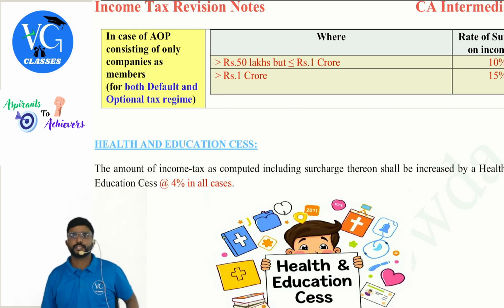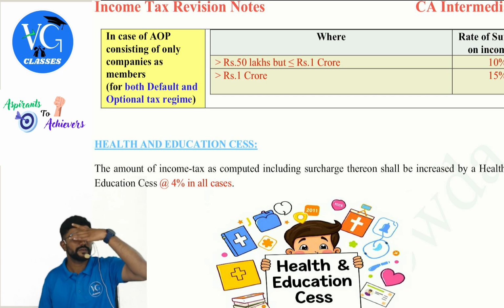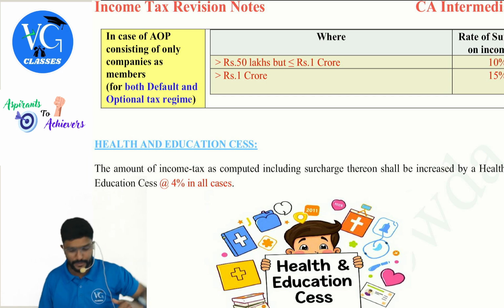Next, surcharge is conditional. Only if your total income is more than a certain limit, it is applicable. Whereas health and education cess will always be there at 4%.